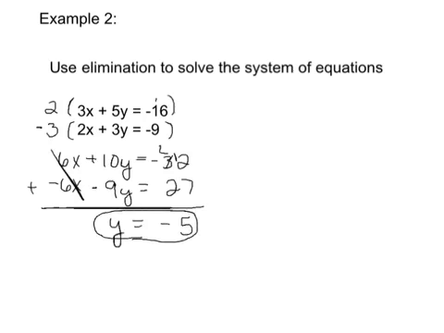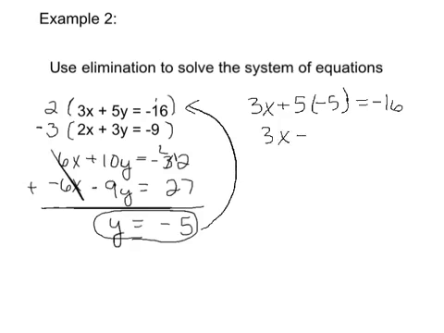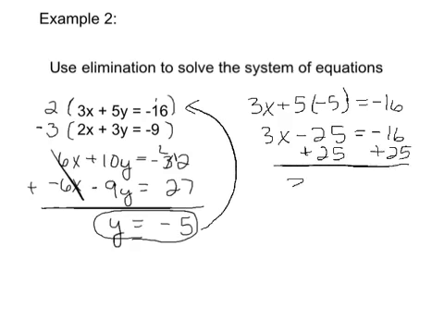So let's plug that into either equation. It doesn't matter which one. 3x plus 5 times negative 5 equals negative 16. 3x minus 25 equals negative 16. x equals 9, x equals 3. Our answer is 3, negative 5.